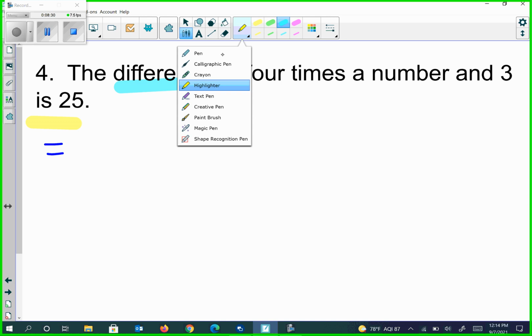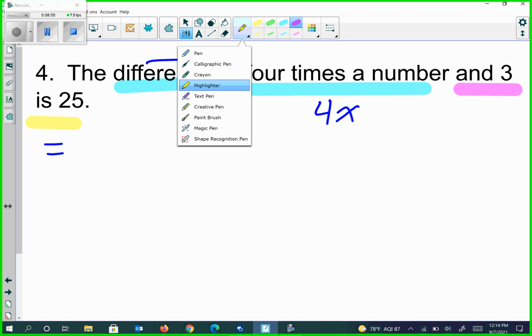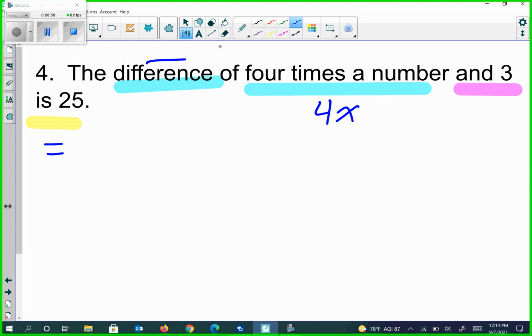Difference. What does that mean for us, friends? Subtraction. So we're going to be subtracting something. Agree? And then I think we can do this. 4 times the number. What does 4 times the number mean in math? 4x. 4 times x is 4x. And then we have to realize that we have also this and 3. Okay. So that's as far as I would probably take you on the quiz.